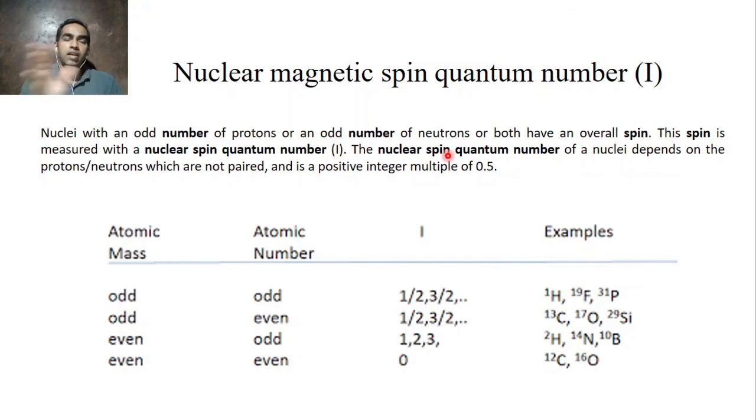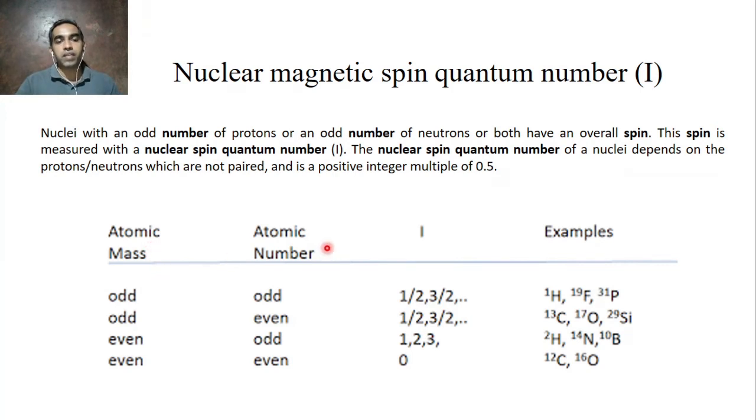Remember, these are experimentally determined. There is no hard and fast rule to determine the I value. This is designated as I. But there are some generalized rules by which you can make out whether I is a half integer or a full integer. This is a very important rule to predict the value of I.